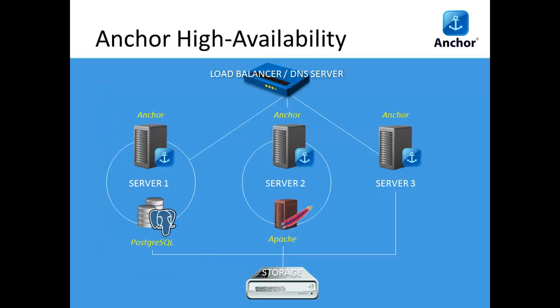This is how the standard configuration looks. You set up 2 or more Anchor servers. You choose which server you would like to set up PostgreSQL on and which server you would like to install Apache on. Then you make sure that the servers can all contact the same storage device where your files will be stored, and you place them behind a load balancer or a DNS server in a round-robin configuration so that the connections can point to one IP address but be routed across all 3 servers on the back end.